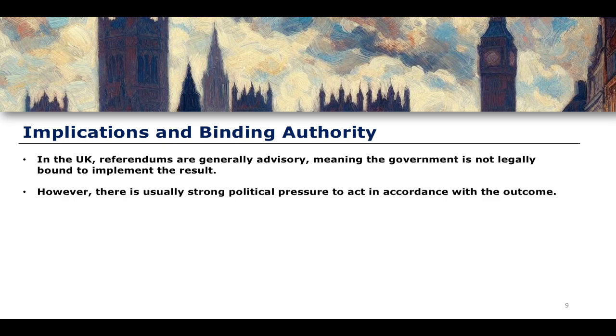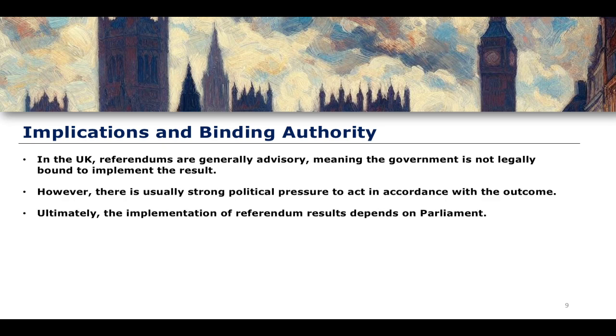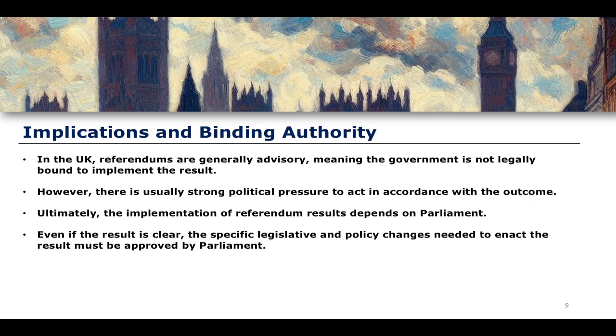But as I mentioned, of course, there is usually strong political pressure to act in accordance with the outcome, and so the implementation of the referendum will depend on Parliament. But fundamentally, it is seen to be inconceivable that Parliament would just ignore a clear mandate from the people to implement the referendum result. So the question, therefore, is how do they implement the result?